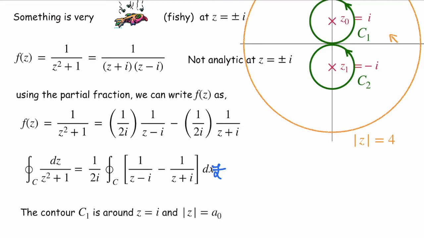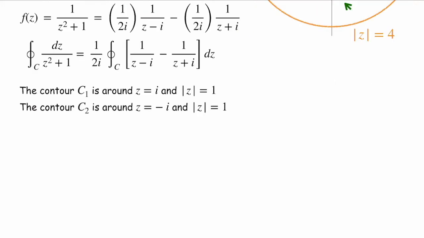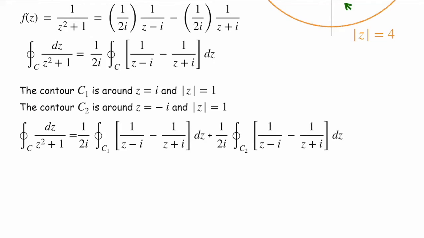This seems to be one of the common problems coming in these lectures. Now let's take the contour around z equal to i, that is C1. We can take mod z to be some value a0 smaller than 1, and then we take contour C2 around minus i with mod z also a0. They have the same radius but are centered around plus or minus i. Now we integrate this. We have the integration divided into two parts. The first part is over the contour C1 and the second part is integration over contour C2.